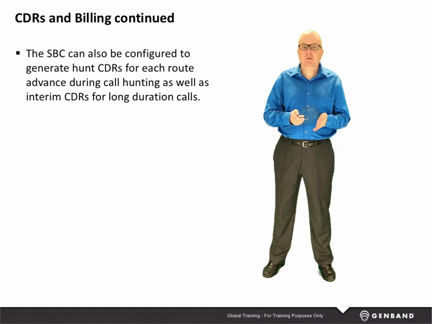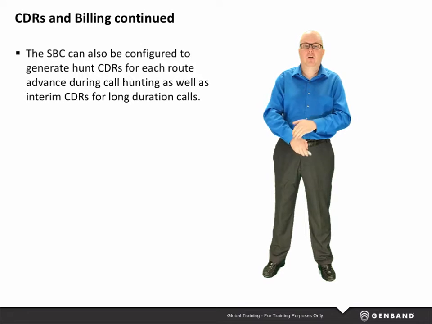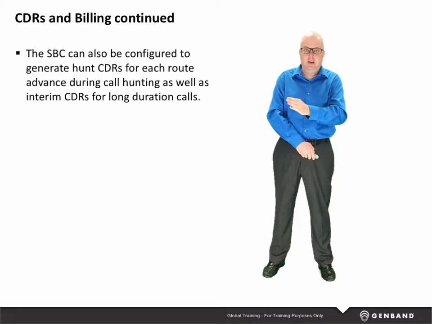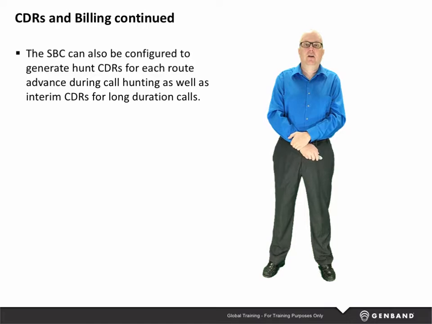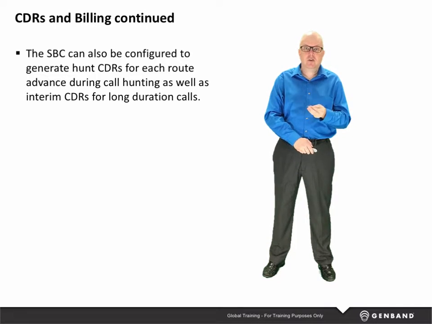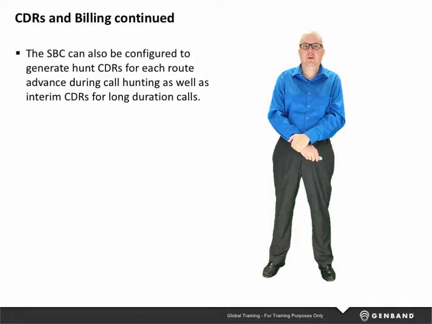We do have the ability to turn on CDRs for call hunting. Call hunting might be, I was configured to go to this server, it's unavailable, I hunt to the next server on the list, so that you could have a CDR. All of a sudden, when you start seeing CDRs associated with call hunting, it can tell you one of your devices is down in the network.